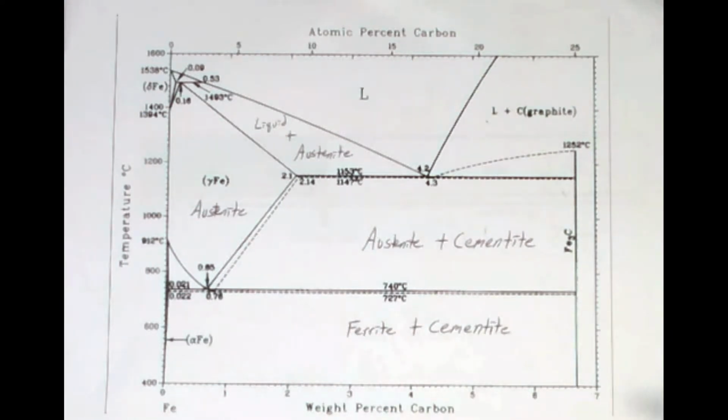In the phase diagram below, we can use the lever rule to calculate the fraction of ferrite or cementite in the 600 temperature region, or the amount of austenite and cementite in this region.